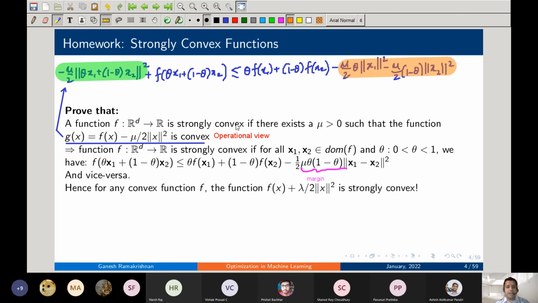Okay, so let's try and expand the part in green, or rearrange them. How do you rearrange them? Well, what you could do is not just rearrange but also bring some of the components from the right hand side to the left hand side.